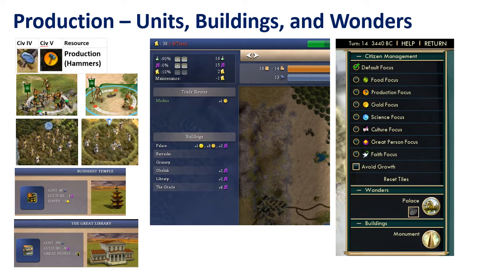In contrast, each city in a civilization can have its own of each type of building. The screenshots here show the building list for a particular Civilization 4 city, which in this instance has a palace, barracks, granary, obelisk, and library, and the Wonder Oracle. The Civ 5 city has a palace wonder and a monument.